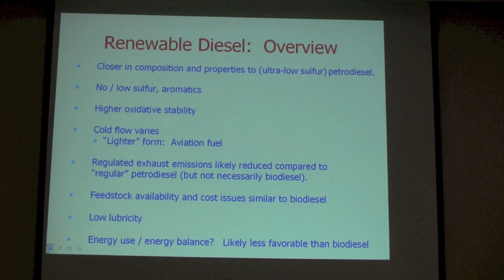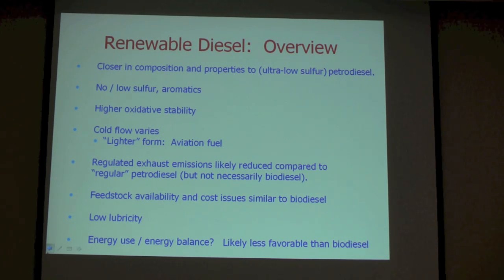A renewable diesel is essentially making hydrocarbons, for example, from a vegetable oil. It's closer in composition and properties to ultra-low sulfur petrodiesel, to what, let's say, engine manufacturers are used to, so I like it from that respect. Similar to biodiesel, no sulfur and aromatics.